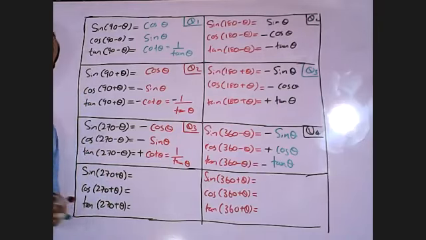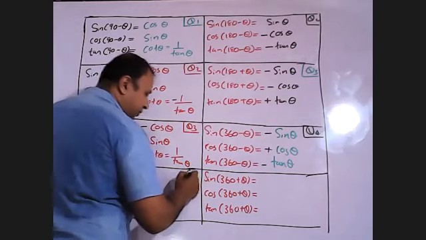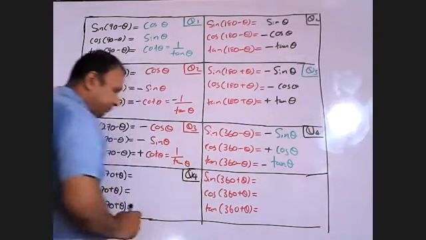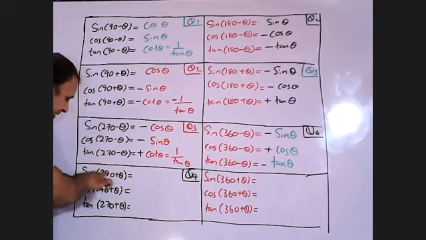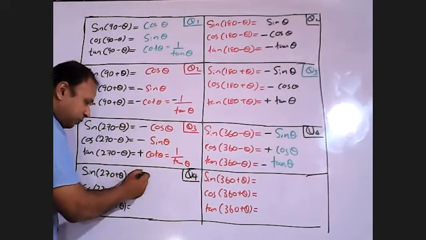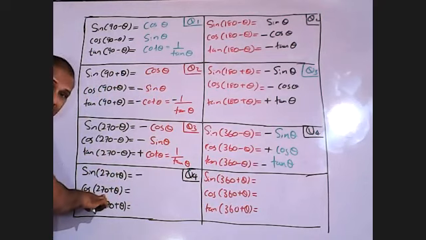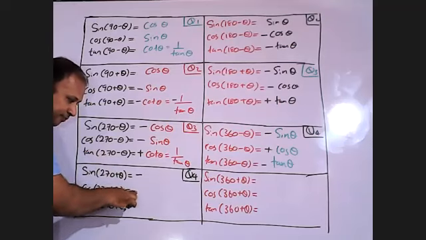Then this one. 270 plus theta belongs to which quadrant? Fourth quadrant. Very good. Look at this, this angle belongs to fourth quadrant. Therefore, sine value of this angle is positive or negative? Negative, very good. 270 plus theta belongs to fourth quadrant. Therefore, cos value of this angle is positive.